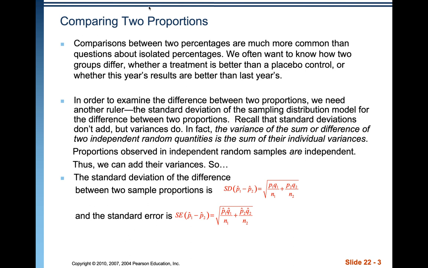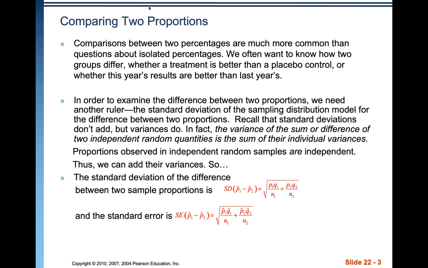Comparisons between two percentages or proportions are much more common than questions about isolated percentages. We often want to know how two groups differ, whether treatment is better than a placebo control, or whether this year's results are better than last year's results. In order to examine the difference between two proportions, we need another ruler.